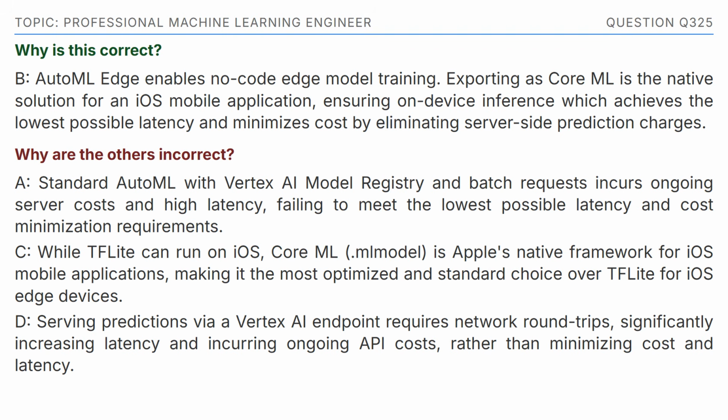Why are the others incorrect? A. Standard AutoML with Vertex AI model registry and batch requests incurs ongoing server costs and high latency, failing to meet the lowest possible latency and cost minimization requirements. C. While TF-Lite can run on iOS, Core ML, the .ml model, is Apple's native framework for iOS mobile applications, making it the most optimized and standard choice over TF-Lite for iOS edge devices. D. Serving predictions via a Vertex AI endpoint requires network round trips, significantly increasing latency and incurring ongoing API costs, rather than minimizing cost and latency.